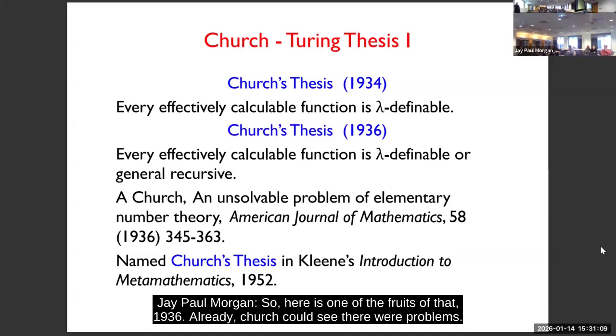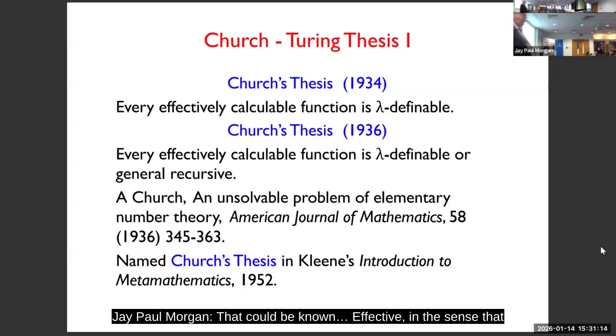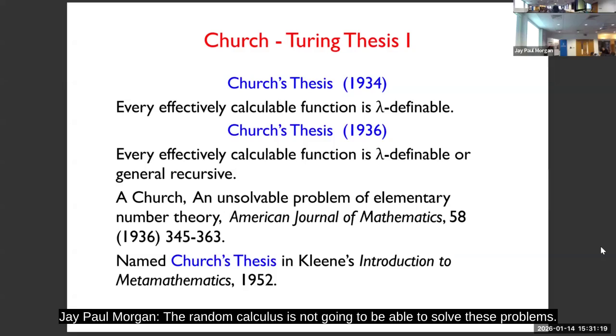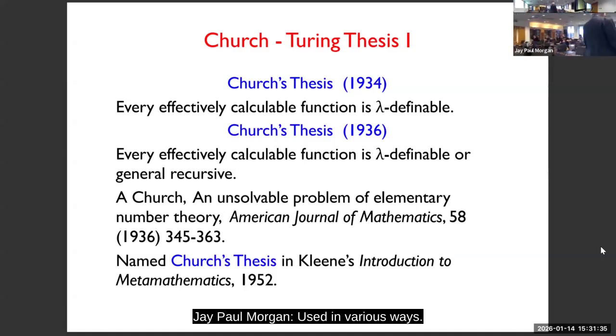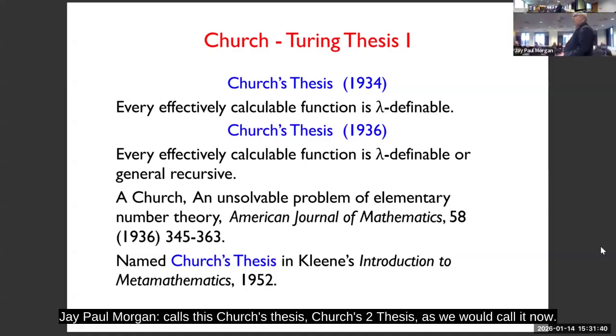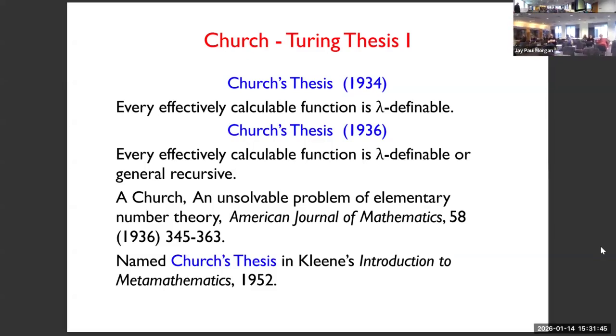So here's one of the fruits of that, 1936. Already, Church could see there were problems that could be non-effective in the sense that the lambda calculus is not going to be able to solve these problems. And in Kleene's Introduction to Metamathematics, which came out in 1952, the great book on logic, which many of us used in various ways, Kleene's great book calls this Church's thesis, Church-Turing thesis, as we would call it now, and so on.